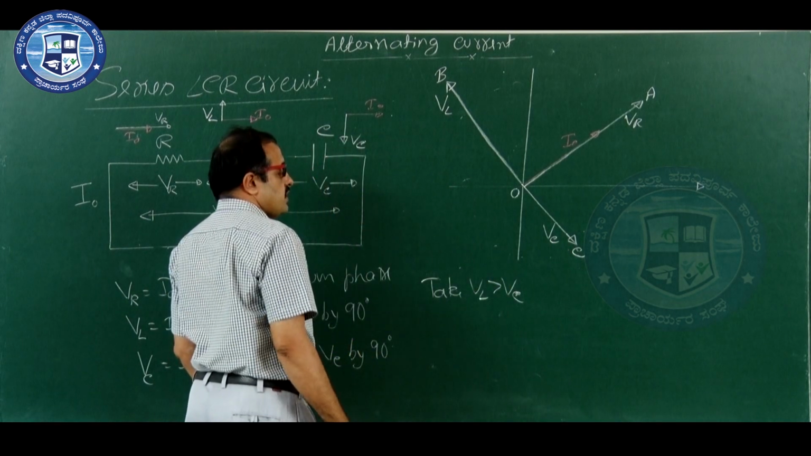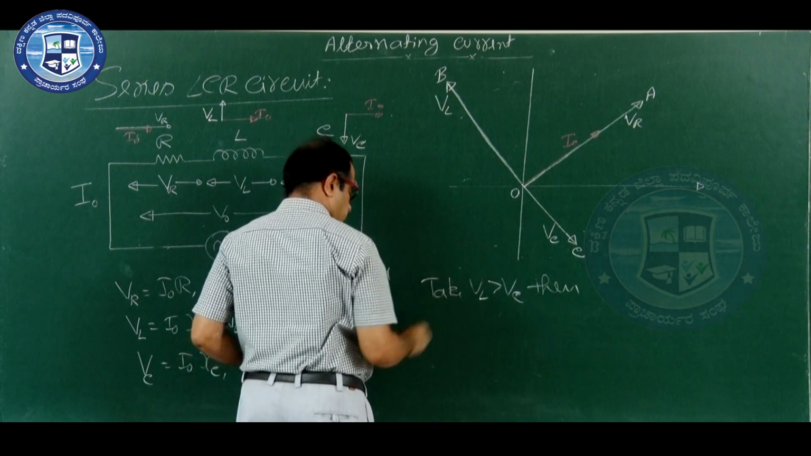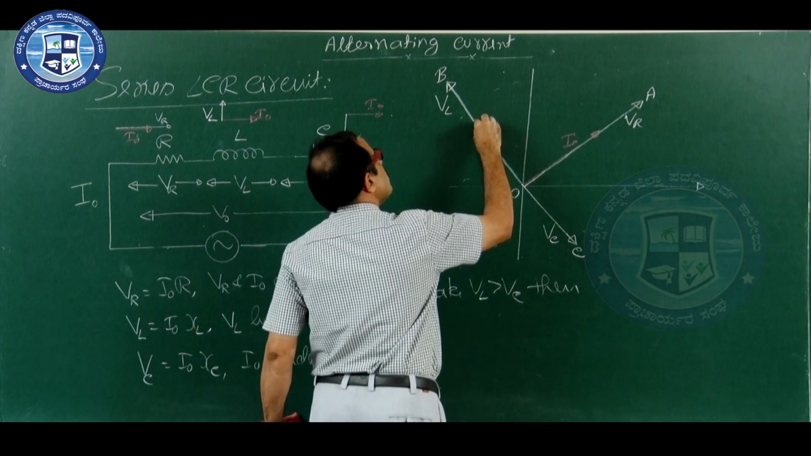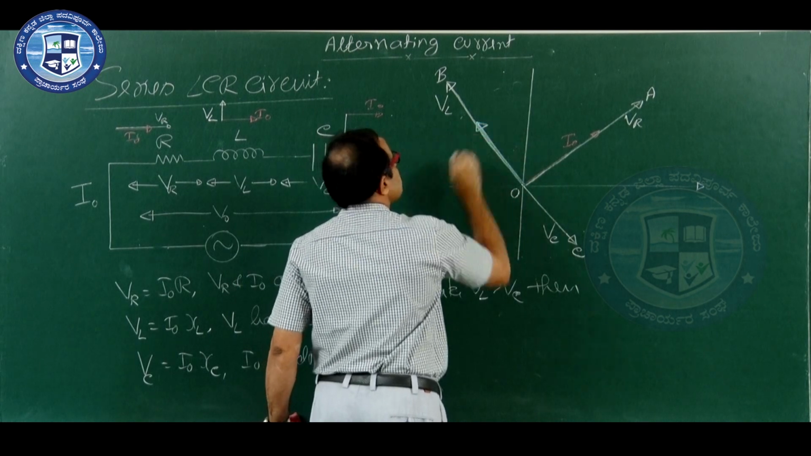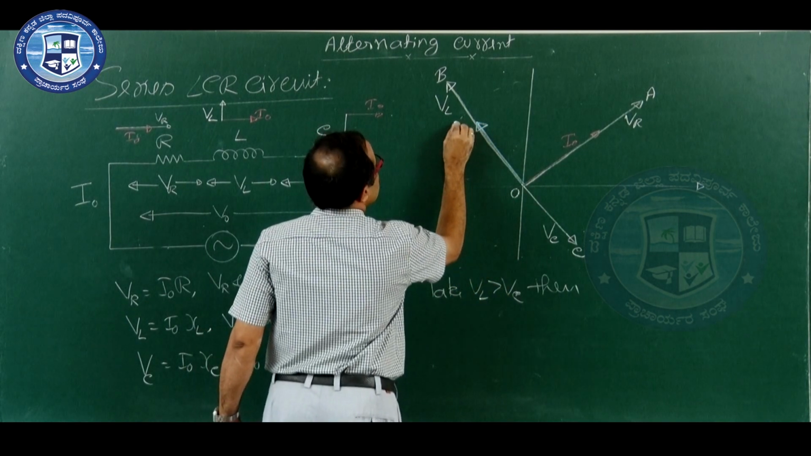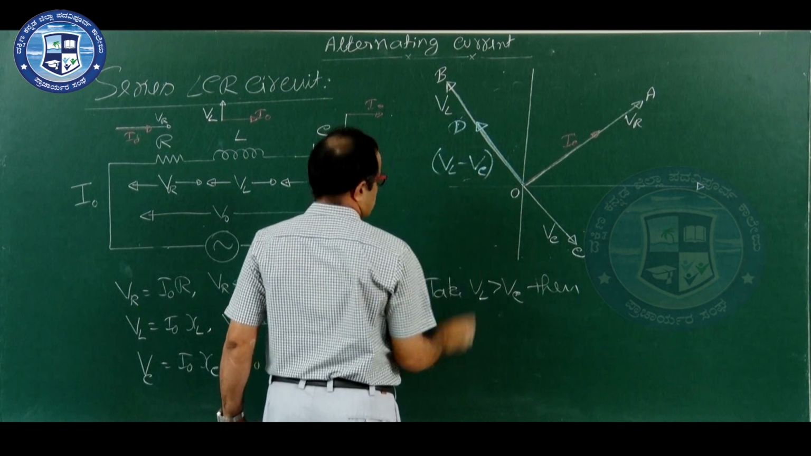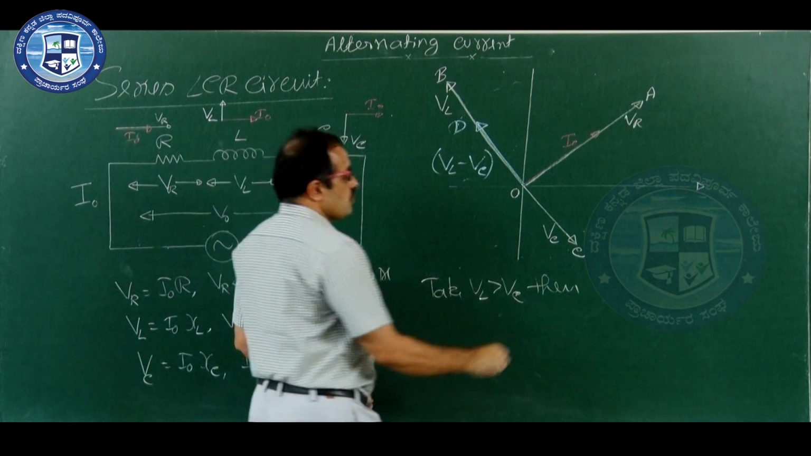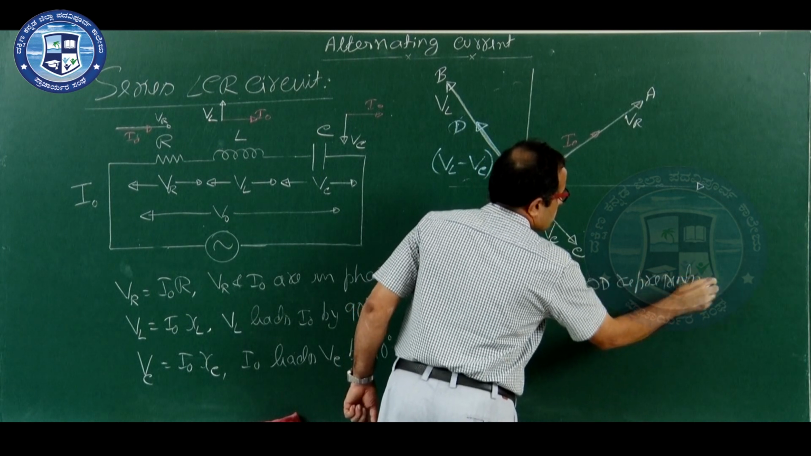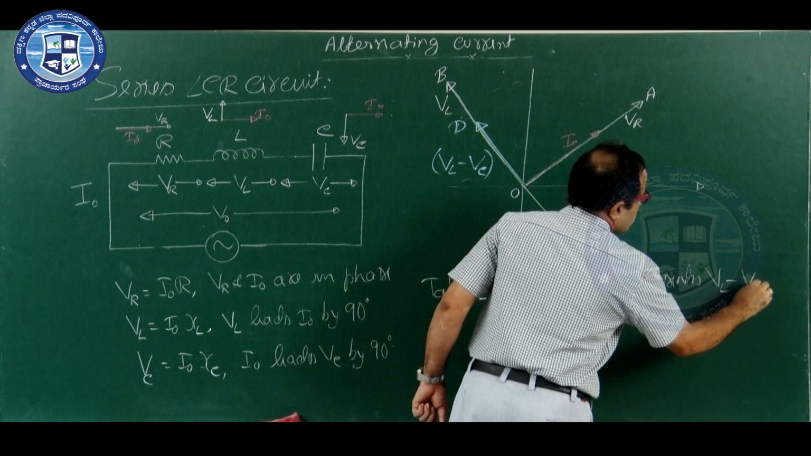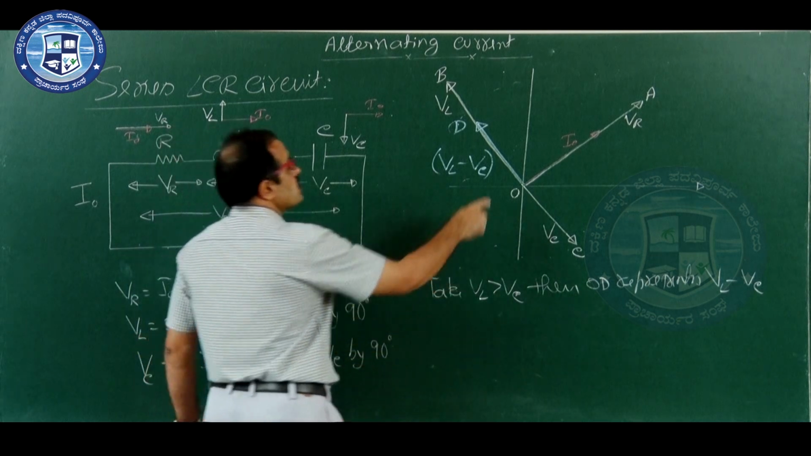So, take VL greater than VC, then the resultant of VL and VC is represented by one more vector like this. Let us say it is OD, which represents VL minus VC. So, OD represents VL minus VC, actually a vector. Okay. So, we got the resultant of these two.